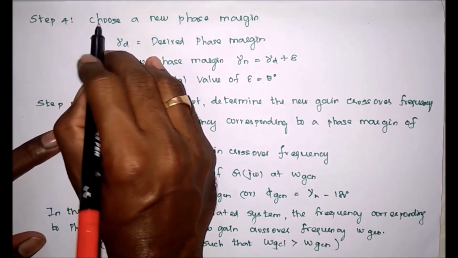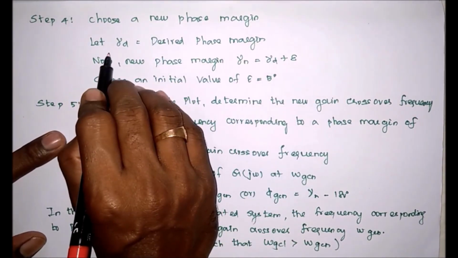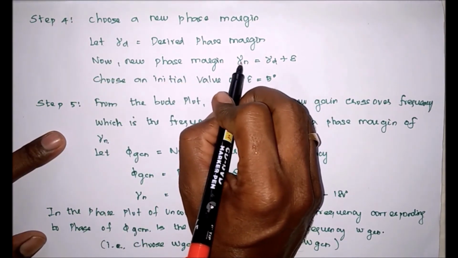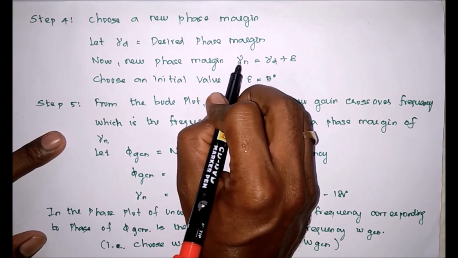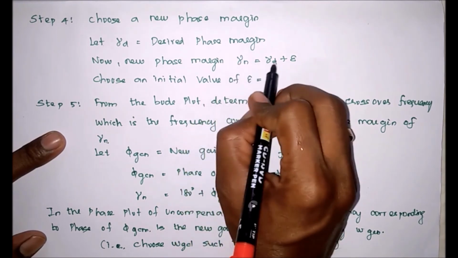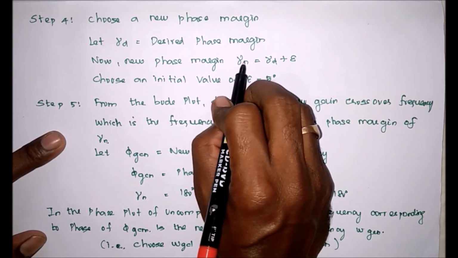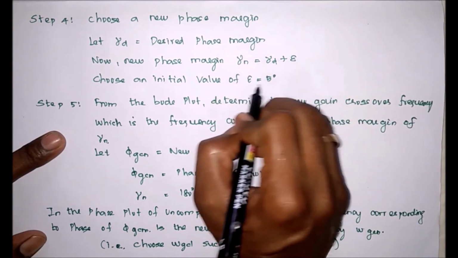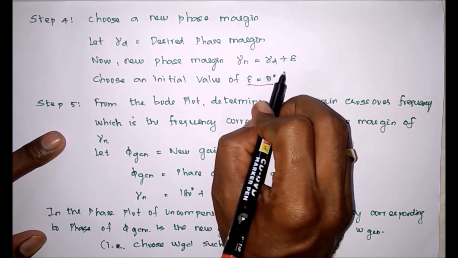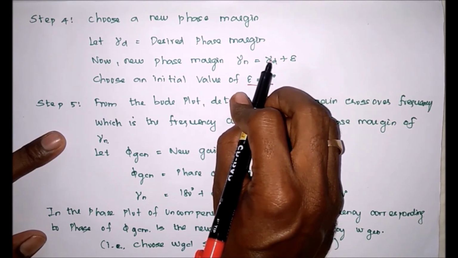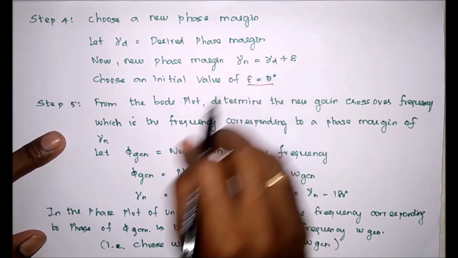So now if the phase margin is not satisfying, then compensation is required. Next, step 4: choose a new phase margin. So we have to select the phase margin. We know that for designing the lag compensator, the new phase margin equals the desired phase margin plus eta. To select the new phase margin, we initially consider eta equal to 5 degrees. So here we substitute the given or desired phase margin, and we will get the new phase margin.